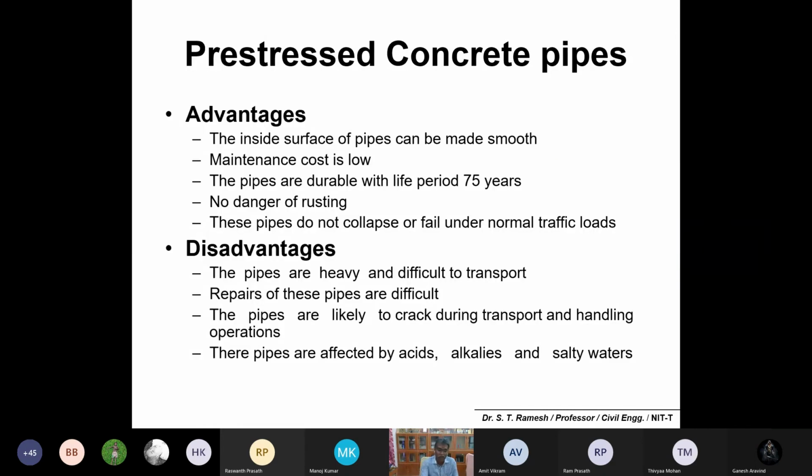The advantages here: you can again make the internal surfaces very smooth, maintenance cost is very low, durable for almost 75 years, no danger of rusting, and these pipes do not collapse or fail under normal traffic loads. Difficulties are similar to RCC: difficult to transport, difficult to repair, and there could be a possibility of cracks during transportation and handling operations. These are also affected by alkalis, acid, and salt environment. Almost similar to RCC.